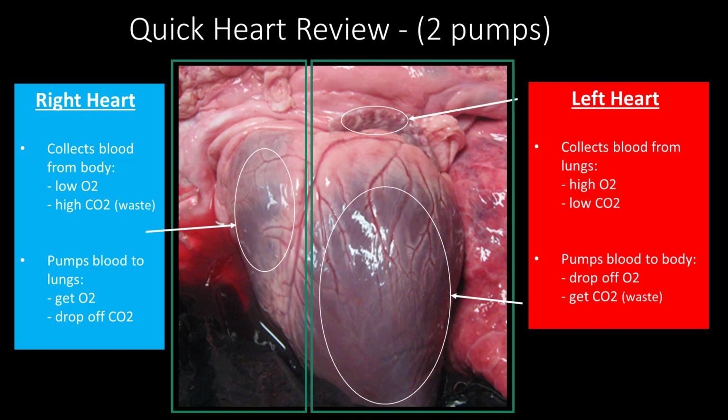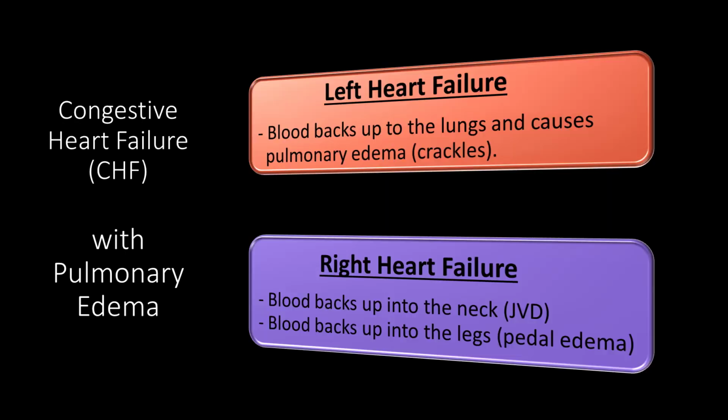The left side of the heart collects blood from the lungs. It's high in oxygen, low in carbon dioxide, and it pumps the blood to the body, dropping off the oxygen at the cells and picking up the waste, the CO2, and returning it back to the right side of the heart. So this helps us when we start talking about congestive heart failure. Because if the left side of the heart fails, then the blood backs up into the lungs and causes pulmonary edema, the crackles you hear on lung sounds.